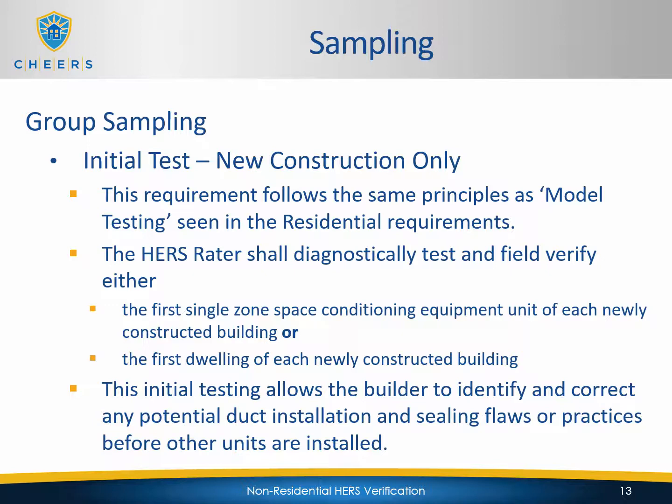For new construction only, we do have an initial test. This initial test is essentially the same as the model test that we see in the residential requirements. The HERS rater is required to diagnostically test and field verify either the first single zone space conditioning equipment unit of each newly constructed building or the first dwelling of each newly constructed building. Again, whether you're doing duct leakage testing or water heating measures. This initial test allows the builder to identify and correct any potential duct installation and sealing flaws or practices before other units are installed.